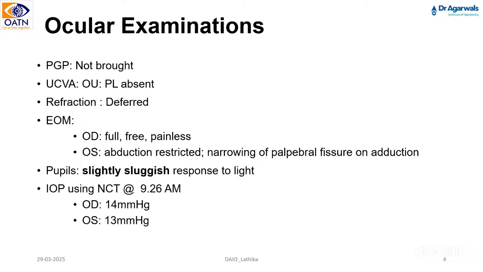The uncorrected visual acuity of the patient is perception of light absent in both eyes. Refraction deferred. The extraocular movement showed a full, free, painless movement in the right eye, and abduction restricted along with narrowing of palpebral fissure on adduction in the left eye. Pupils are slightly sluggish in response to light in both eyes. IOP using NCT at 9:26 a.m. revealed 14 mm Hg in the right eye and 13 mm Hg in the left eye.